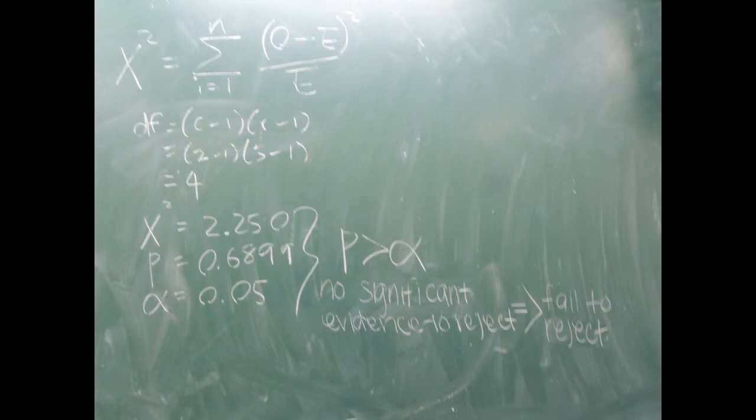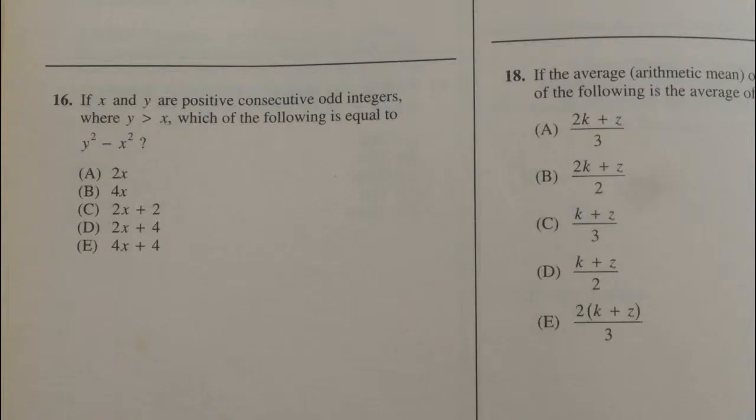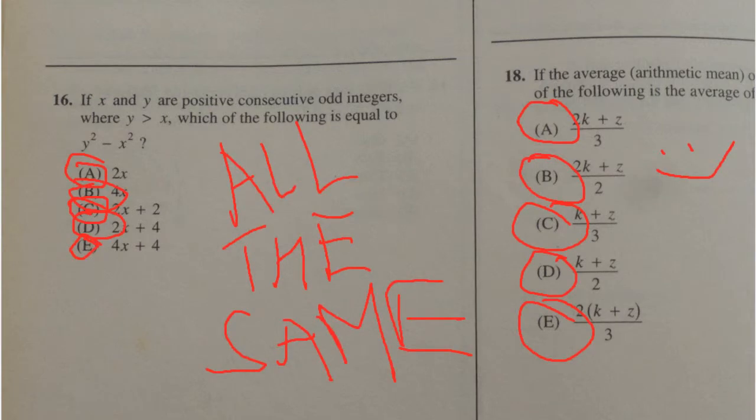Because our p-value is higher than our alpha value, we therefore fail to reject our null hypothesis. Therefore, we can conclude that the official SAT guide has the same probability for all 5 of its choices.